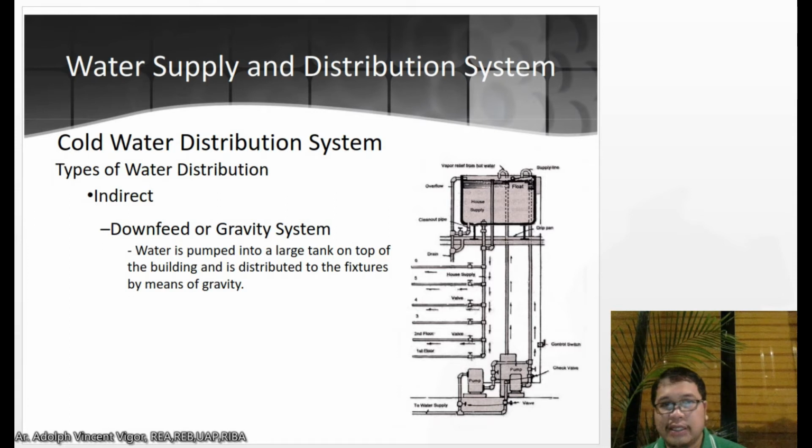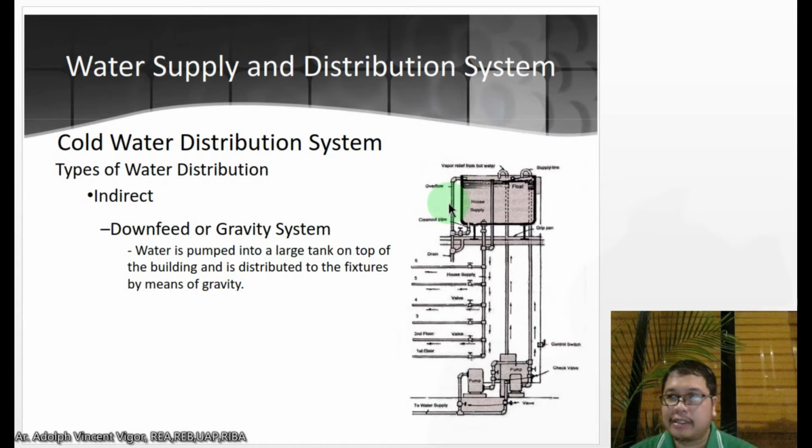Then you have an indirect or the downfeed or gravity system. Water is pumped into a large tank on top of the building and is distributed to the fixtures by means of gravity. So from the water supply, it goes up. This is your tank. Then it goes to the different supply branches.